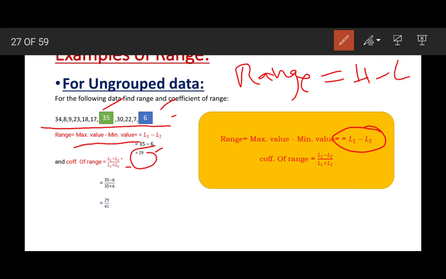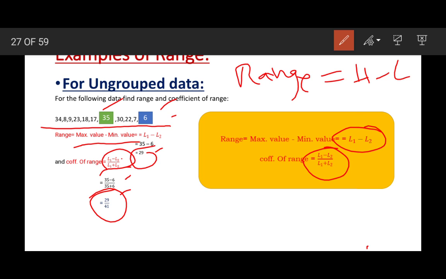So here coefficient of range will be range upon L1 plus L2, that means L1 minus L2 upon L1 plus L2. This is the formula for coefficient of range. Now we have to substitute the values. So 35 minus 6 upon 35 plus 6. Okay, so we'll get 29 upon 41.